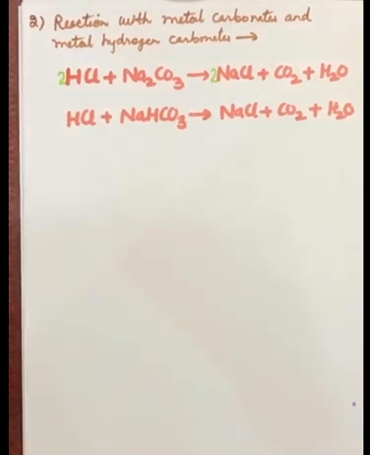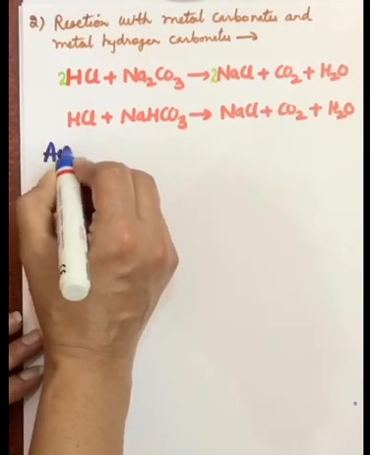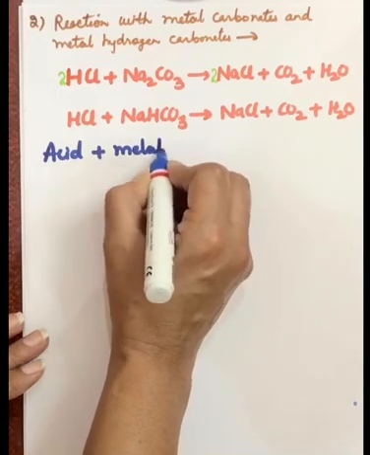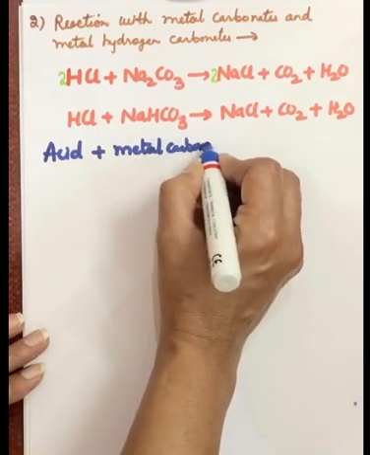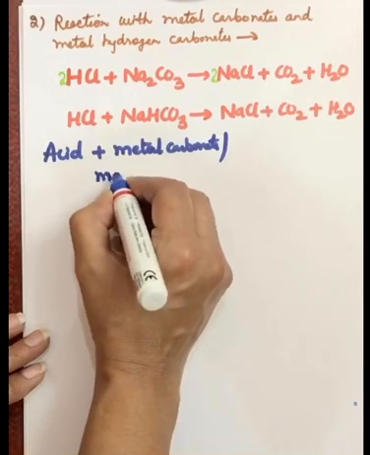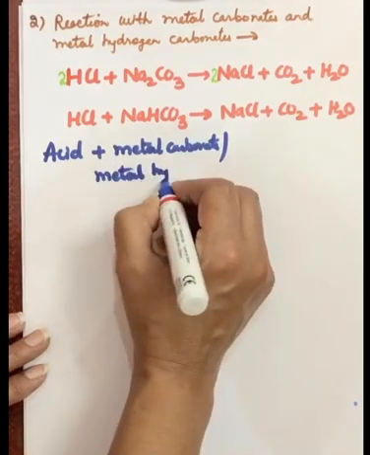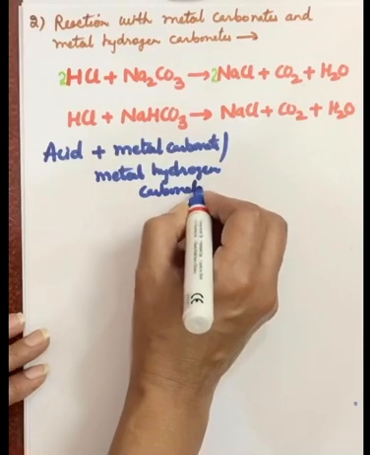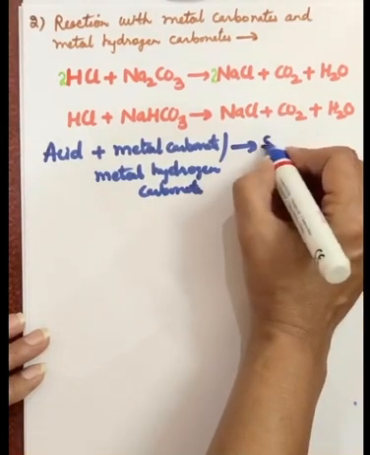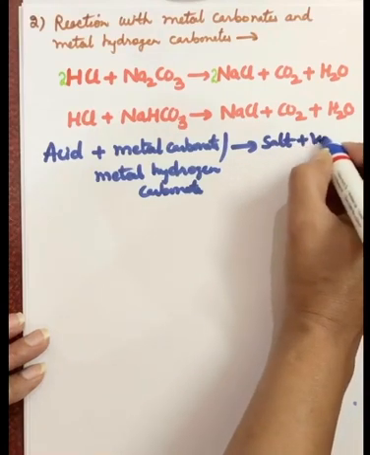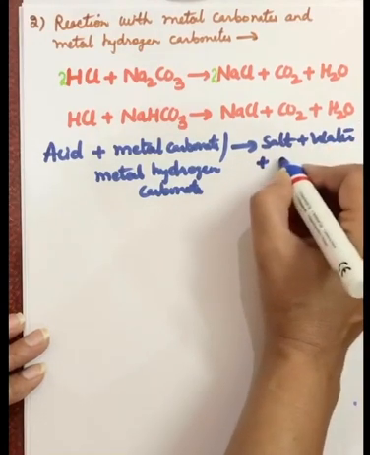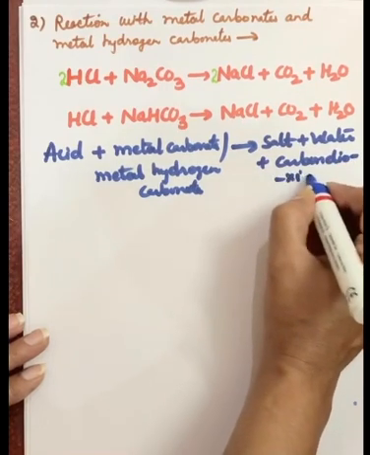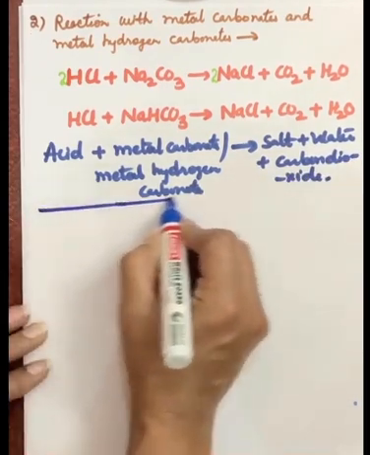So can we conclude that it's acid, then metal carbonate, or we can take metal hydrogen carbonate, in a reaction? Then what we get is salt, water, and the formation of carbon dioxide gas. This will happen.